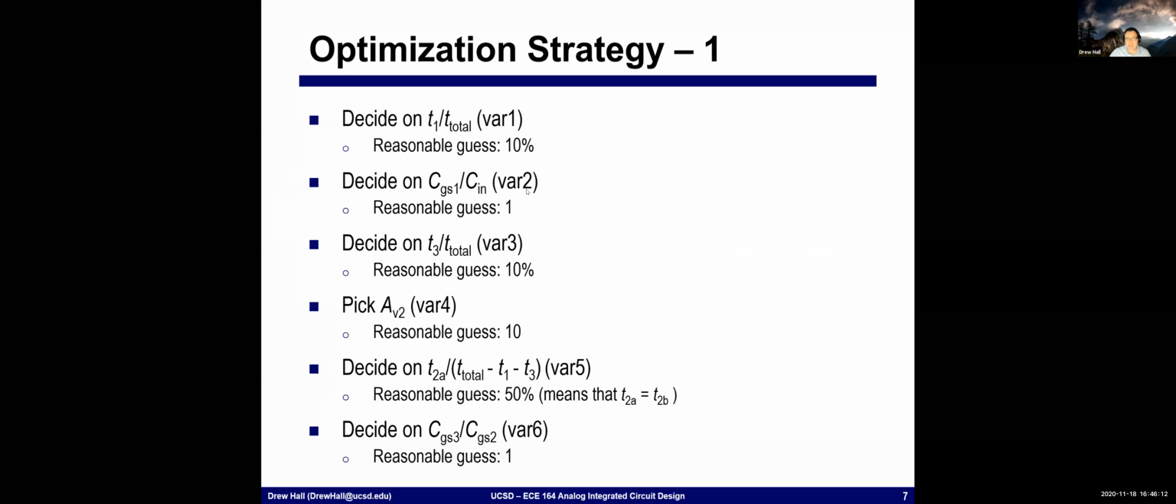And so my initial guess is that I'm going to budget about 10% of the time constant for T1. Okay.